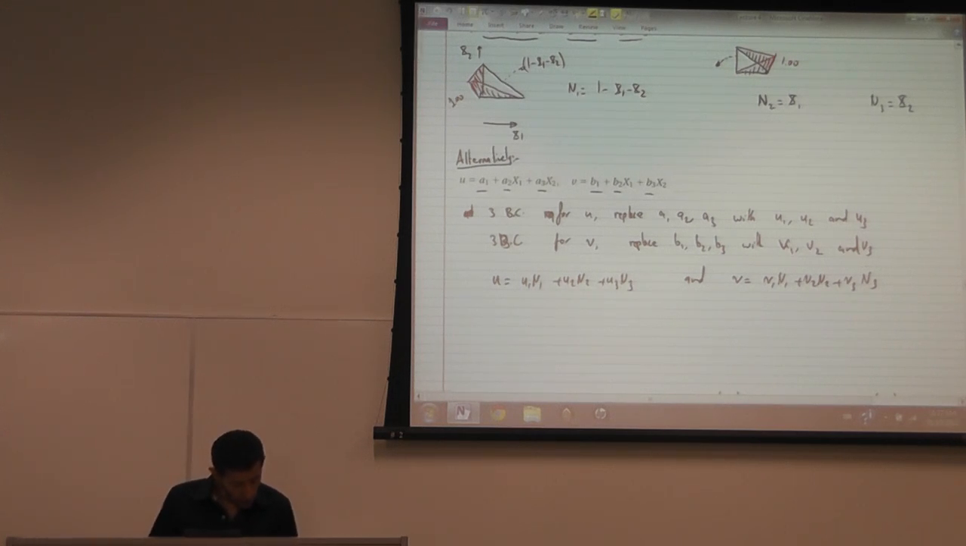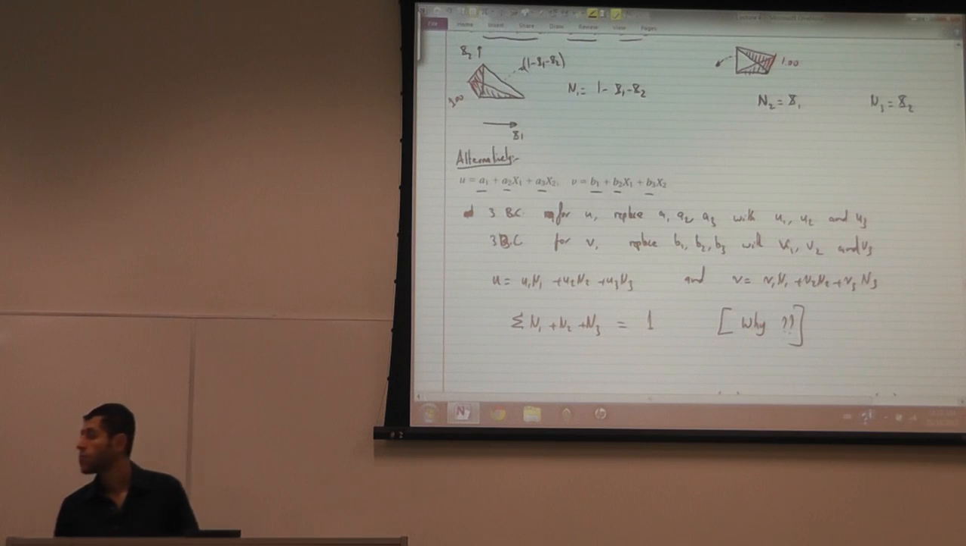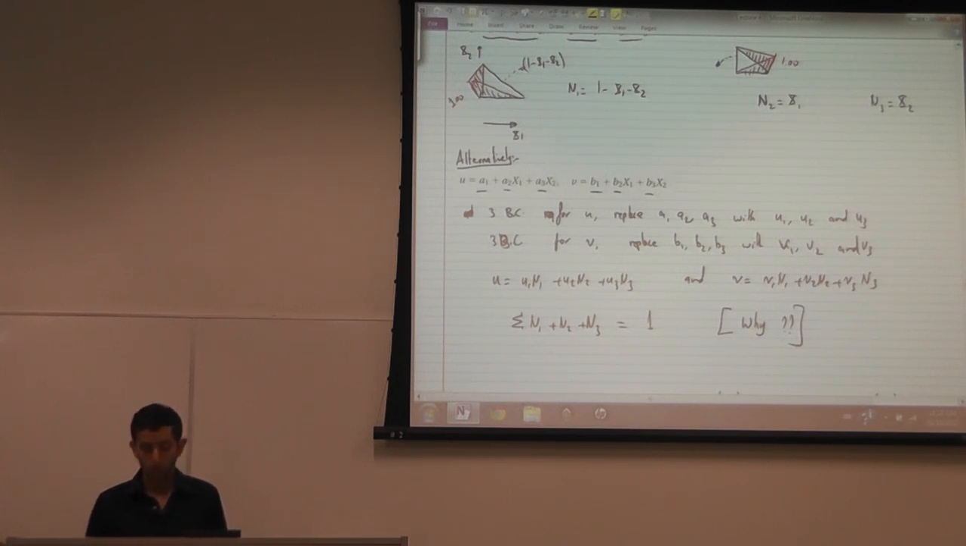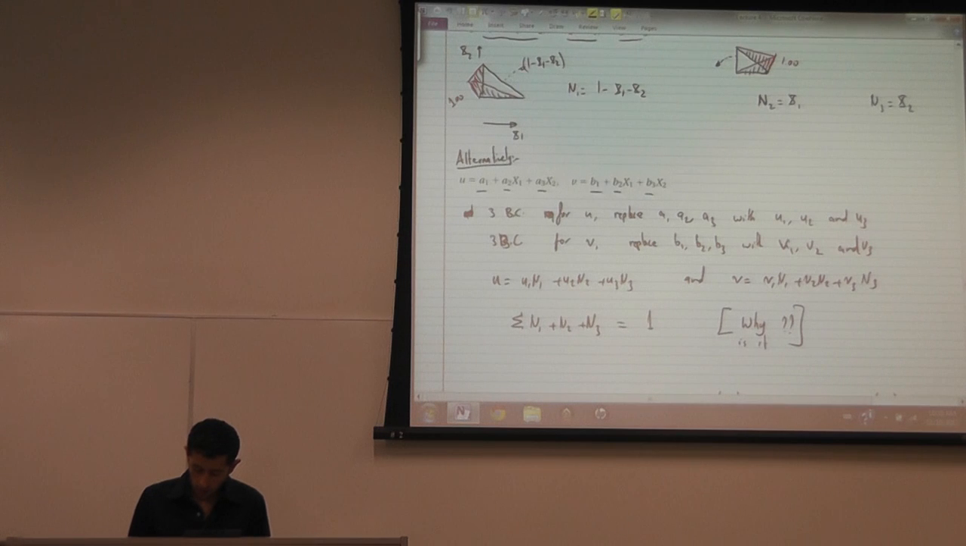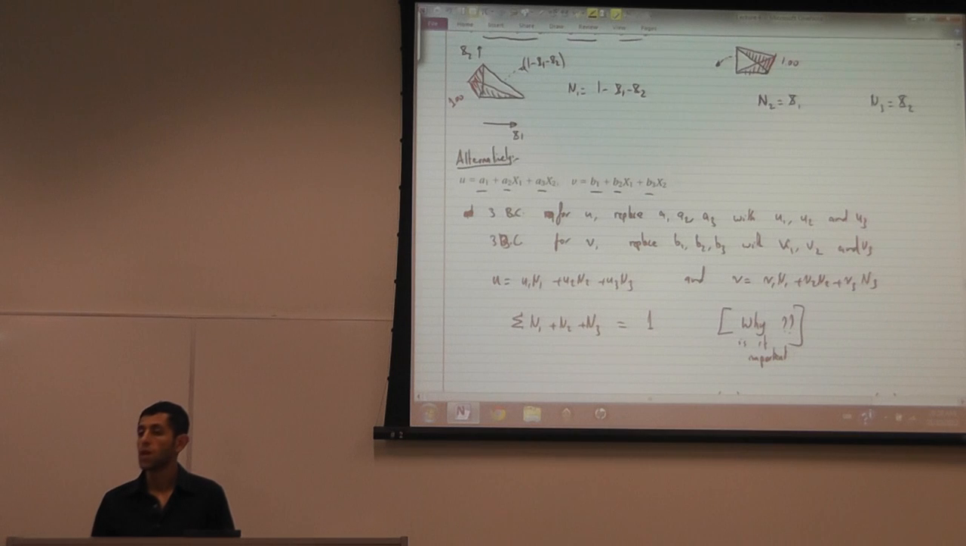Now, in your book, you'll always find me asking the following question. The sum of N1 plus N2 plus N3 is always equal to 1. And I always ask, for every element, it's not why is it one, but why is it important? What can an element model if the sum of those shape functions is always equal to one at any point?